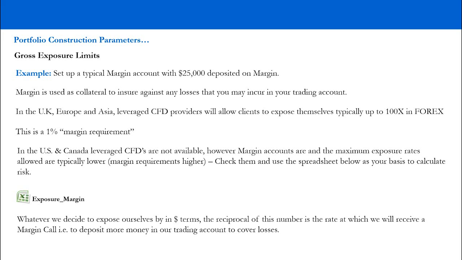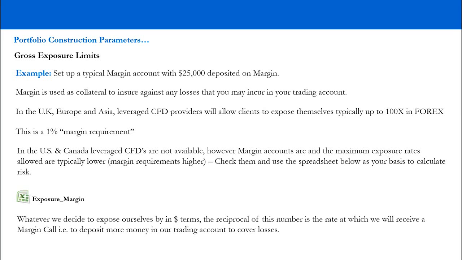First thing we're going to look at is gross exposure limits. And we've touched on this previously in the video series a few times. We're going to go back to setting up, as we've mentioned previously, a margin account with $25,000 deposited on margin. Now, we know the reasons why we put $25,000 on our trading account, so we're not going to labor the point too much. If you go right back to the beginning of the video series in Foundation, you'll see why.